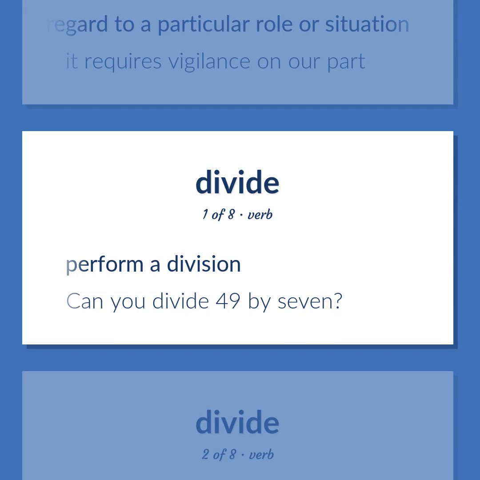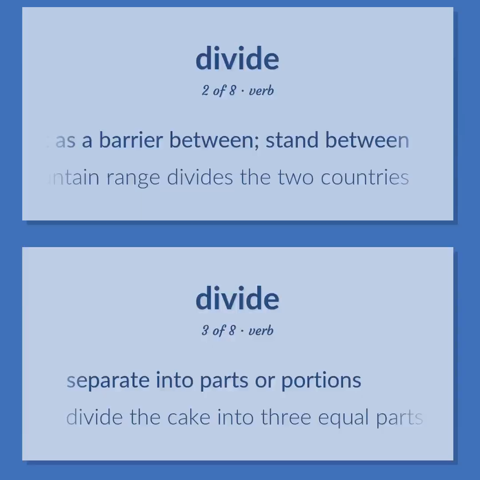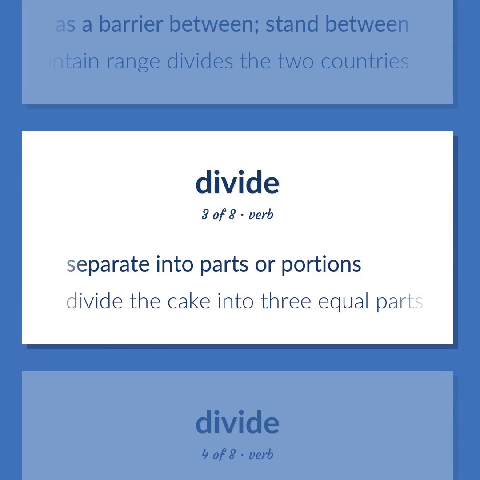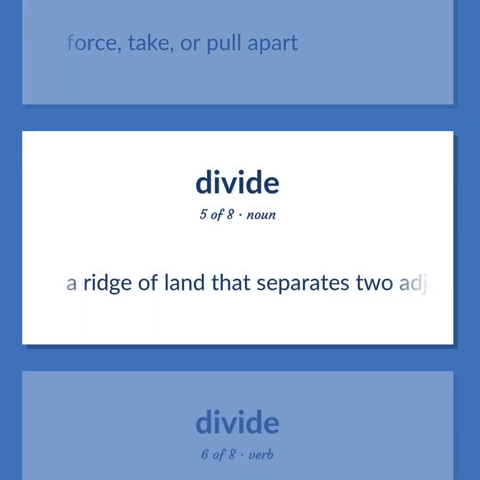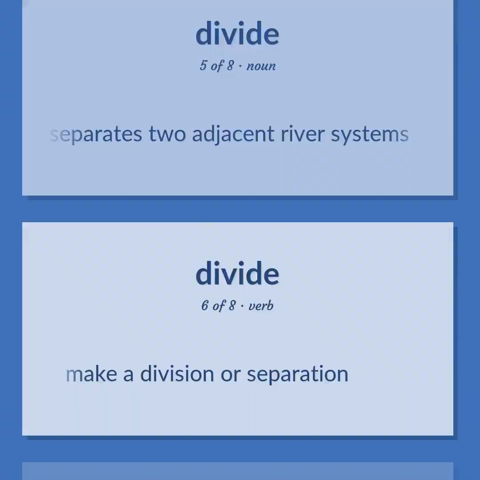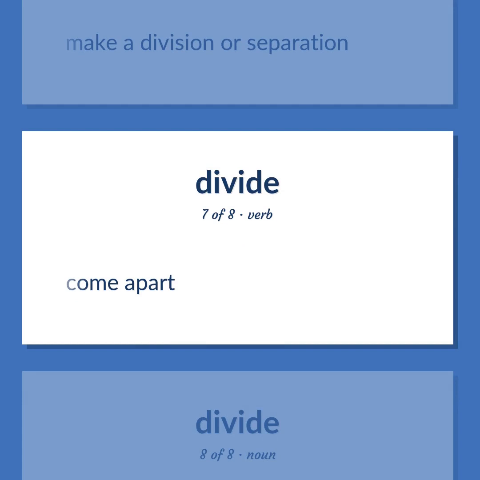Perform a division. Can you divide 49 by 7? Act as a barrier between. Stand between. The mountain range divides the two countries. Separate into parts or portions. Divide the cake into 3 equal parts. Force, take, or pull apart. A ridge of land that separates 2 adjacent river systems. Make a division or separation. Come apart.